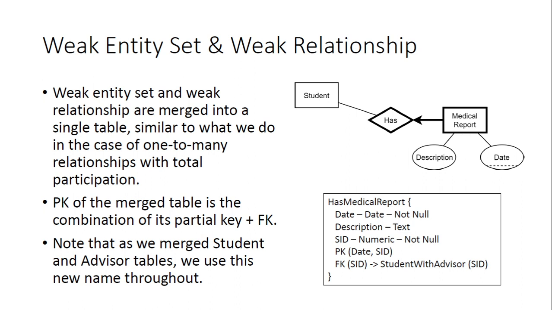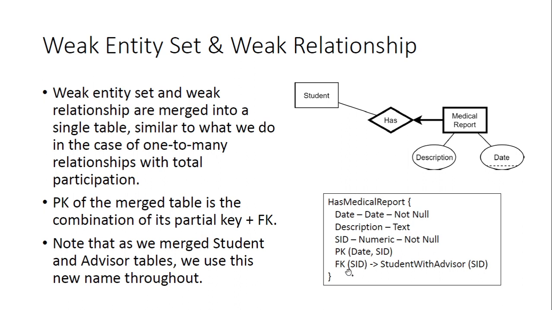So while creating the relational schema for a weak entity, we are going to merge the two tables together. One difference is that for this merged part, we also need to use the foreign key as part of the primary key. So in this case, for student, we had SID as the primary key. For medical reports, the partial key is date. To be able to find a unique entry, I need both the date and the corresponding student's SID. Therefore, when we merge these two tables together, we have the date and description attributes. SID is the foreign key.